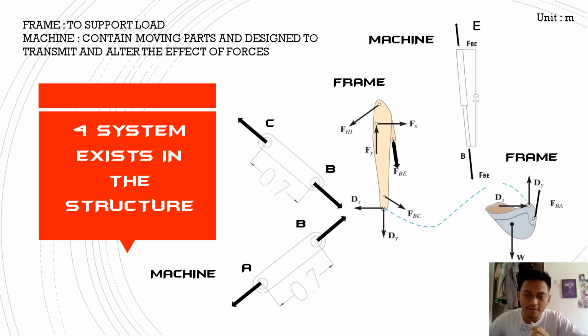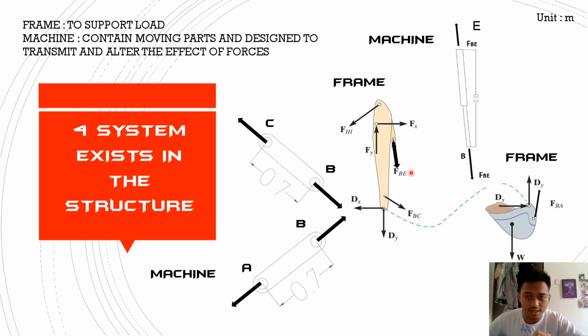Okay, the structure can be divided into four systems, but first of all, we need to know what is frame and what is machine. The frame is to support load and the machine contains moving parts and is designed to transmit and alter the effect of forces. By understanding frame and machine, we can analyze whether each system is a frame or a machine. For example, the biggest part of the backhoe is the arm. The arm is a frame because it is used to support load.